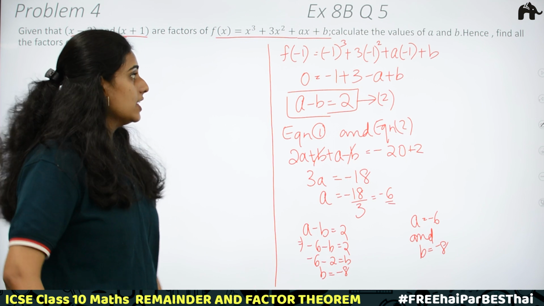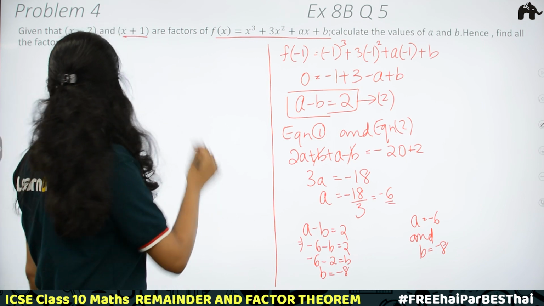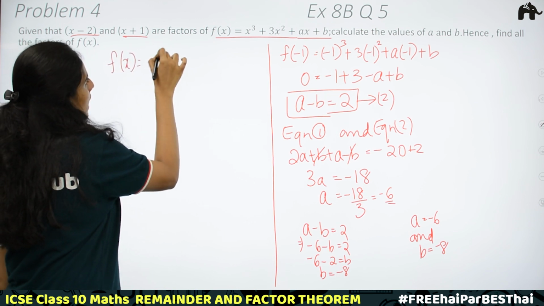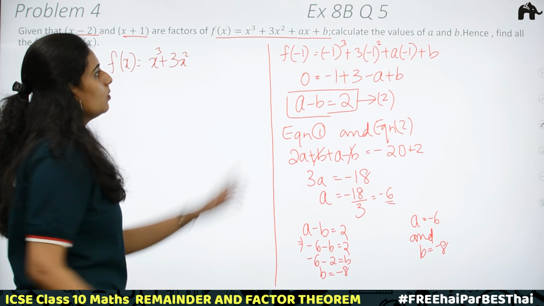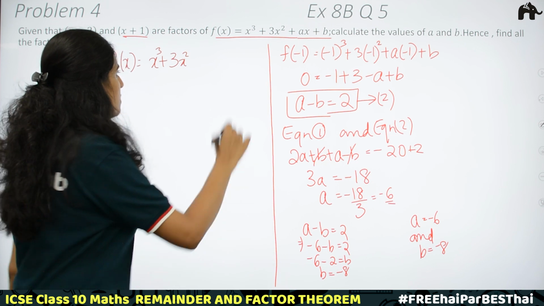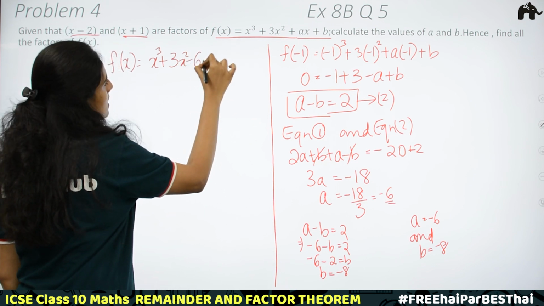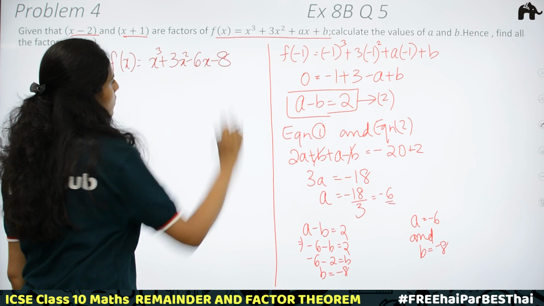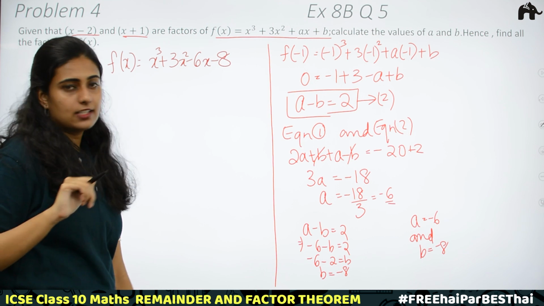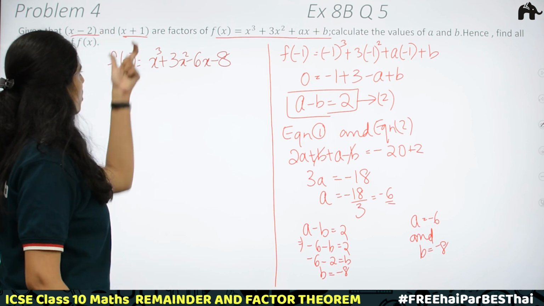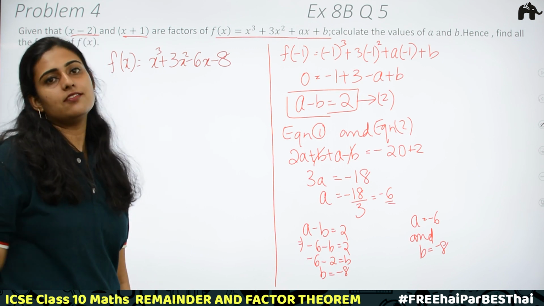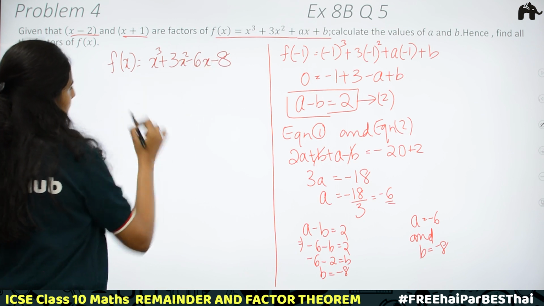Now, in the second part of the question, we need to find all the factors of f of x. Here, the expression for f of x is equal to x cube plus 3x square. Now, we can substitute a and b. We have the value of a is equal to minus 6 and b is equal to minus 8. Substituting, minus 6x minus 8. Okay, this is f of x. Use any of the factors. Either you can use x minus 2 or you can use x plus 1. You can perform the long division to get other factors of the given expression.